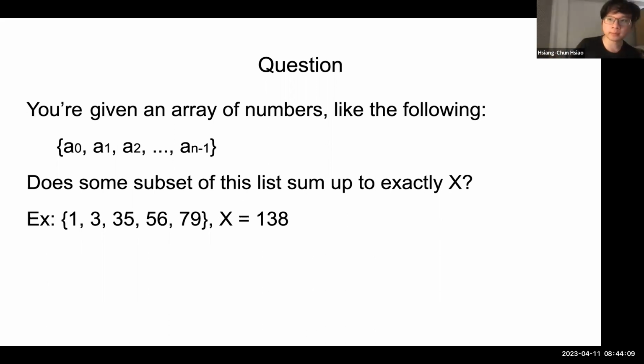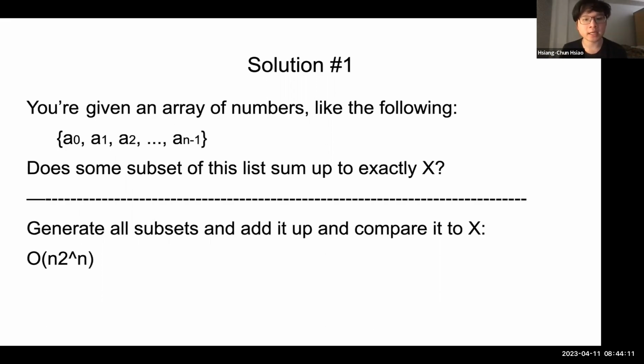The first solution that you might pop up might be to generate all subsets and add it up to compare it to X. But then when you generate all subsets, that's basically generating all supersets, which is 2 to the n sets in total. And then if you want to add it up and compare it to X, it takes n time. So the total time complexity would be O of n times 2 to the n, which is really, really costly. So you might want to think of another solution.